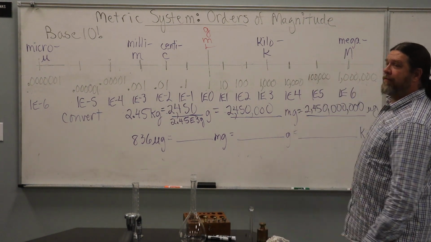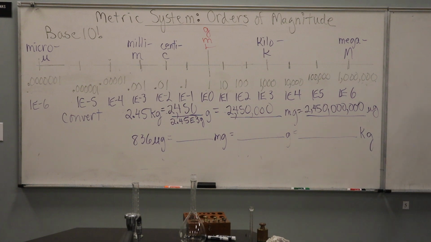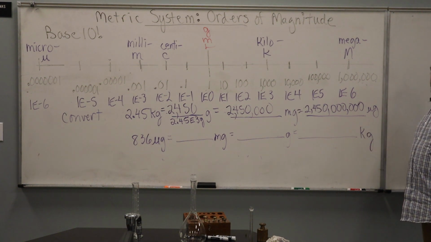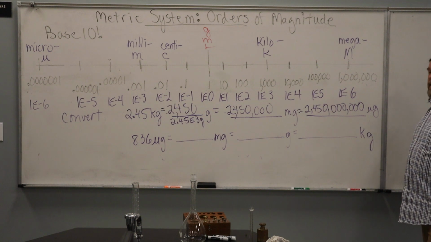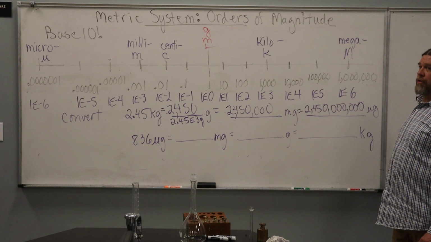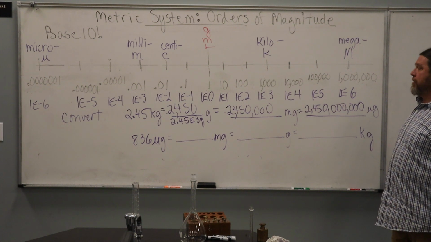So a microgram obviously is a very tiny value, smaller than any scale that we have in this room. The best scale we've got, the best balance, goes to 1/10,000th of a gram. So that's just to give you a sense of scale there.